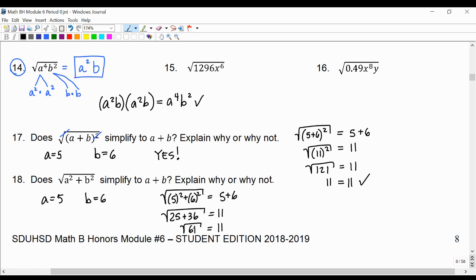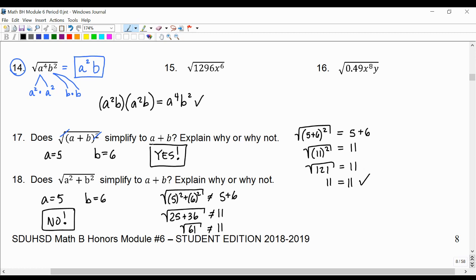Well, part of what we're doing in this module is trying to figure out square roots of non-perfect squares. But whatever the square root of this is, which I suppose you could type in your calculator, I know it's not 11, because if it was 11, it would need to be the square root of 121, and it isn't. So these are not equal.